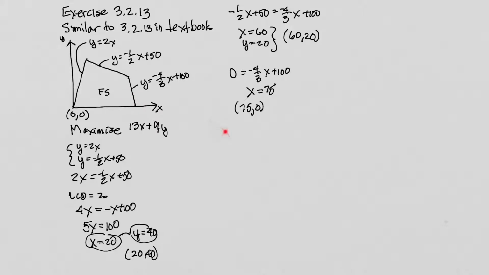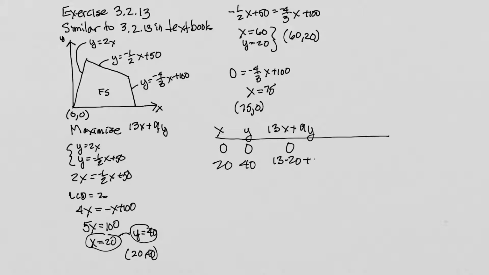So let's make up our table. We will have x, y, and 13x plus 9y. And I'll just start here. I'm going to start at this point right here and then move around, say, clockwise. So if I put in 0, 0, put zeros in here, we're just going to get 0. And then let's go up here and get this point right here. Now this point, the intersection of those two lines, was 20 and 40. We'll get 13 times 20 plus 9 times 40. And that's equal to 620.